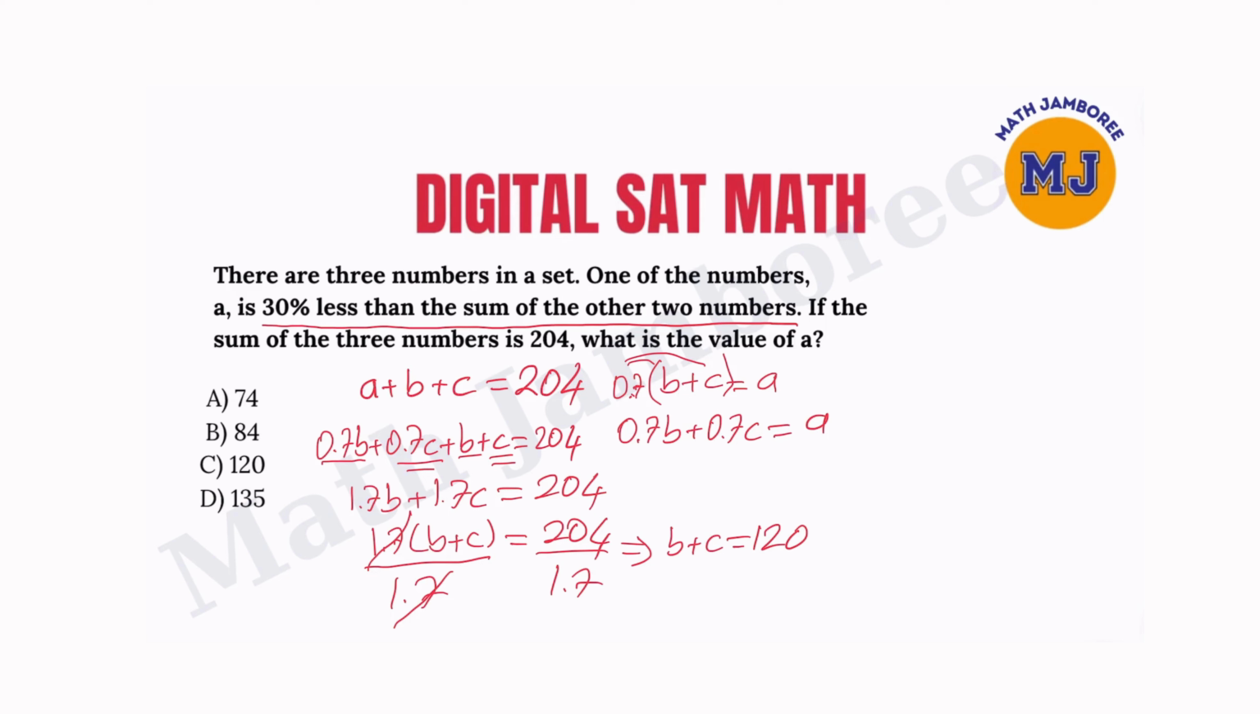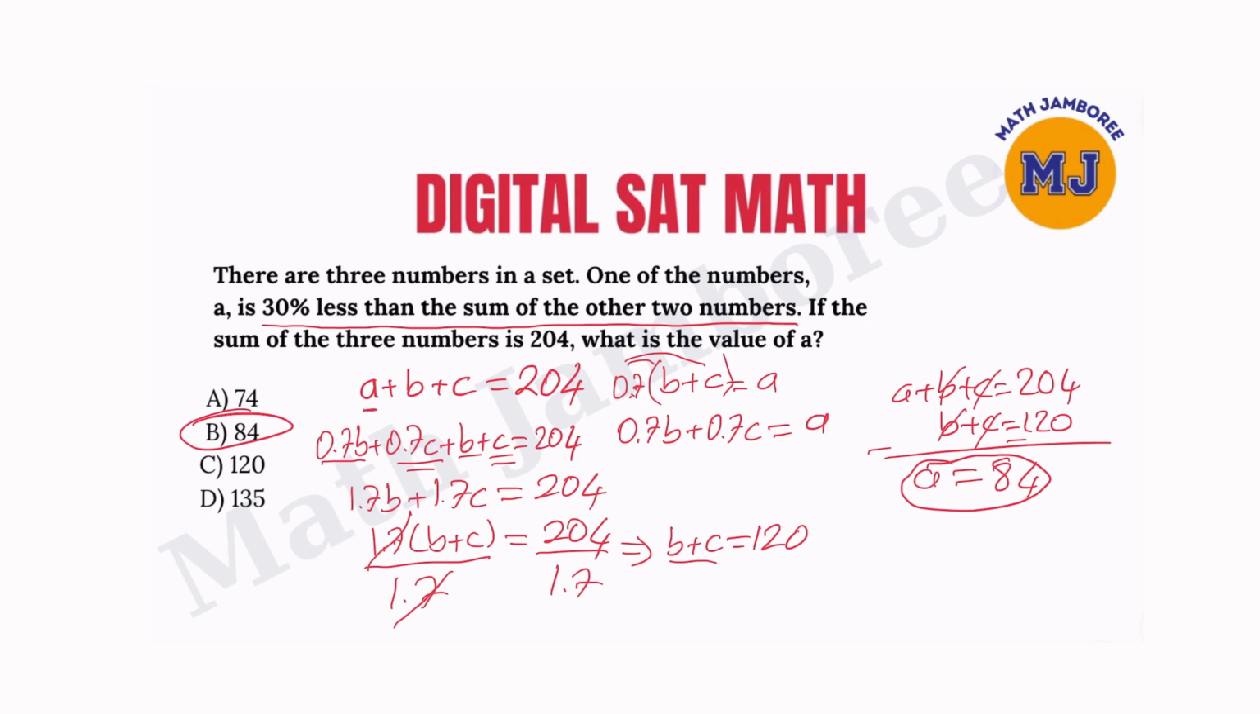So we found the value of B plus C, but we're looking for the value of A. So remember, B plus C was in here, the sum of them. So again, let me rewrite it in here, it is 204. And we just found the value of B plus C as 120. If we take away from each other on both sides, these will cancel each other out. And A technically will be 84. So the right choice for this question is choice B.